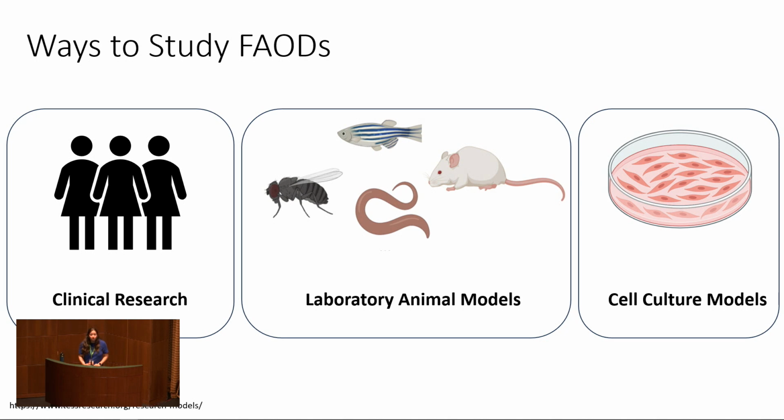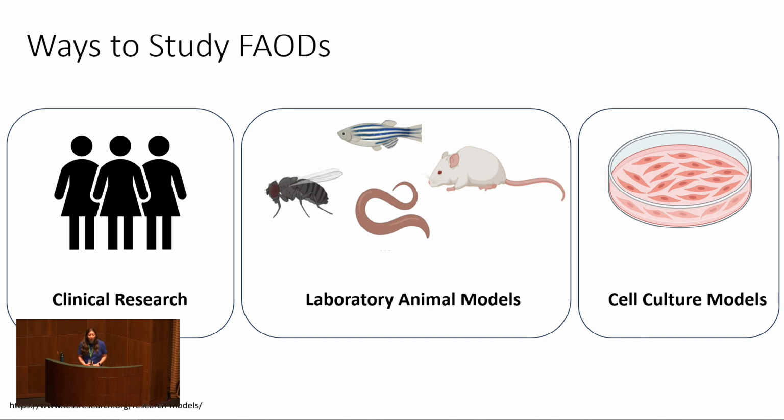Now, there are many ways that you can study fatty acid oxidation as well as other disorders. One is by doing clinical research, so this is observing patients in specific situations. While this is very beneficial, there are some limitations. One is that, especially for rare disorders like fatty acid oxidation disorders, you're limited by the number of patients, and this can limit the amount of research that you can do. Another one is that there's only so much that you can ethically study with patients.